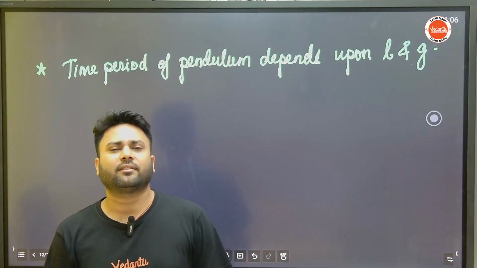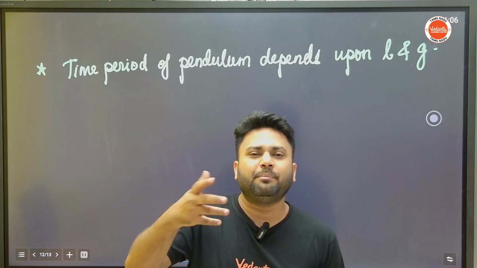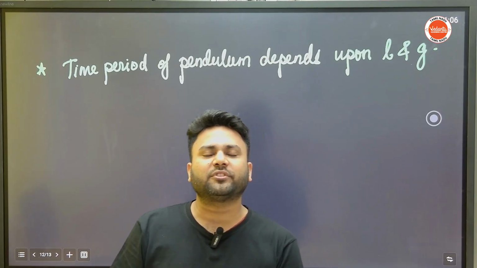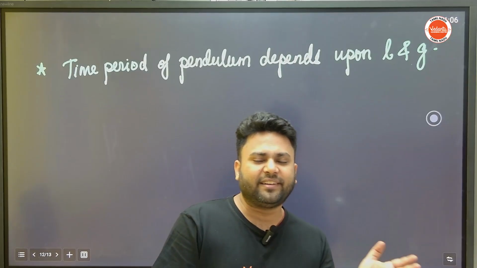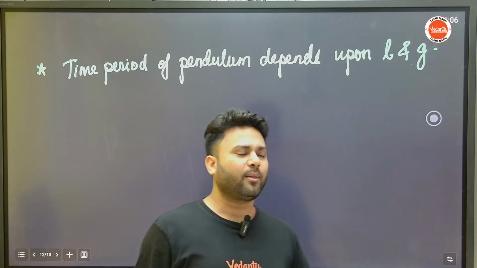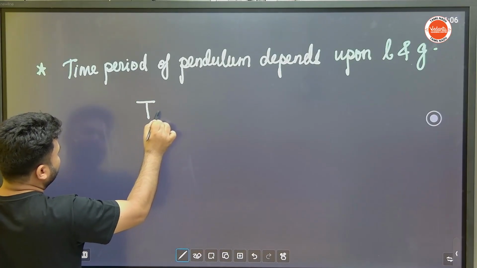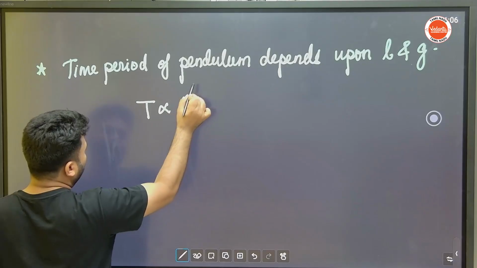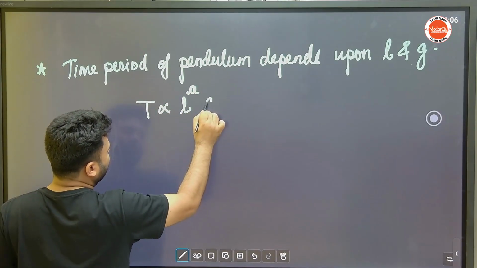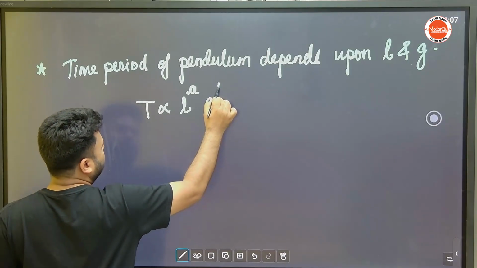How it depends? Like time period is directly proportional to L, or time period is directly proportional to L square, or L cube. Similarly, time is directly proportional to G or G square, G cube, like this you have to tell. So in these kind of questions, what we do? We write time period is directly proportional to length. We don't know the power, so I will write A. Again, it depends upon G, but what power we don't know, so I will write B.